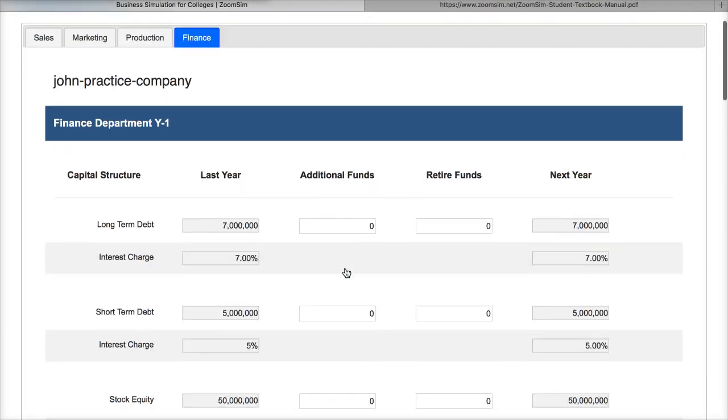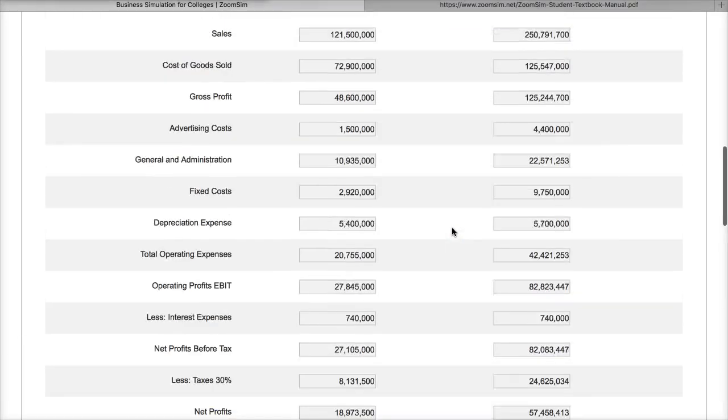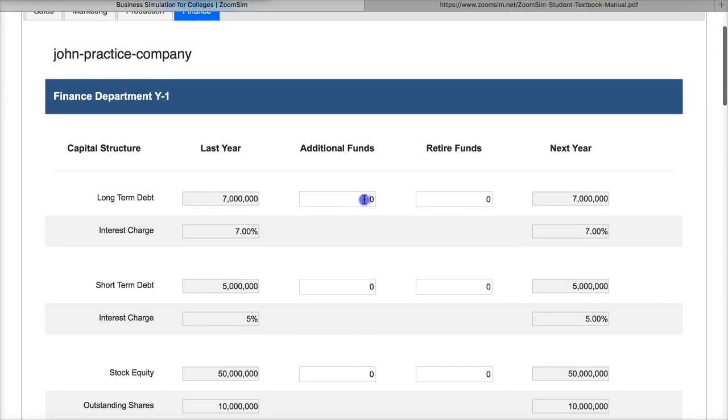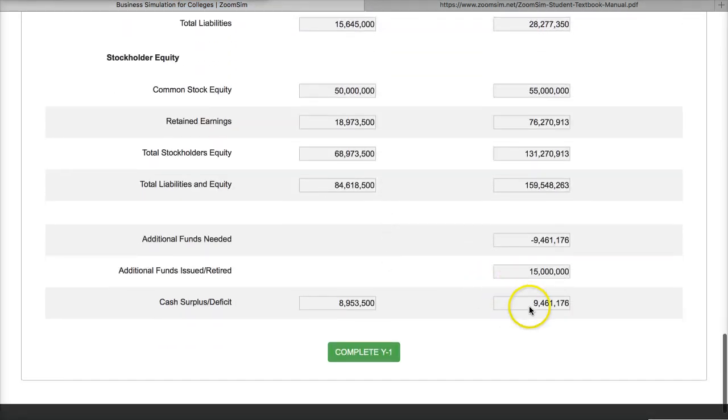And then I go into the finance page. I'm going to scroll all the way to the bottom and see I have a deficit here of $5 million. What I can do to alleviate that deficit is borrow some additional funds. So I'm going to borrow $5 million, and $5 million, and $5 million. So I borrowed $15 million of funds, and you'll see down here that gives me a surplus of about $9 million. You should always have a surplus of around $10 million when you finish a round, just in case you don't sell all the cars you forecasted to sell. Otherwise, that will lead to a deficit.